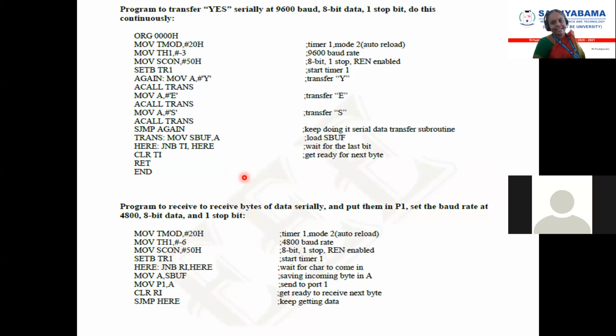If it is serial communication, you have to give some introduction about SBUF, SCON, PCON, and the timer also. Timer we all know; mode 2 operation is very important for serial communication. So we always use timer 1, mode 2, auto-reload mode for serial.